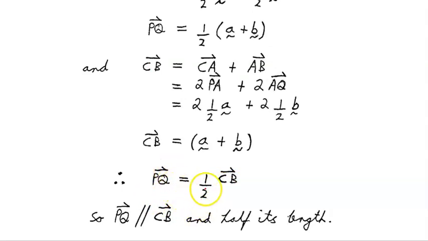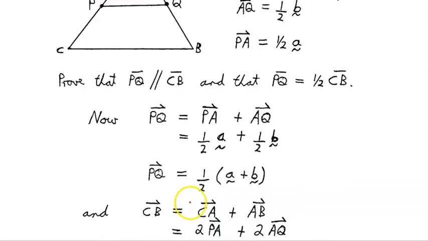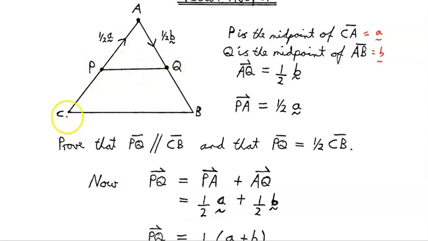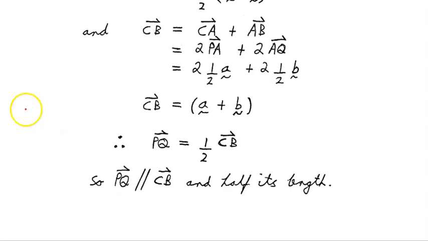the magnitude of PQ will be a half of the magnitude of CB. And the fact that there's equality here with a scalar in front means that these two things are parallel. Remember the condition for parallel vectors? You had some vector PQ is equal to K times the vector CB, and that means that they are parallel. In this case, the constant K is a half. So PQ is a half CB, but they're also parallel. So we've established the result.